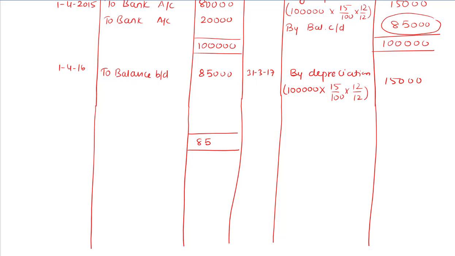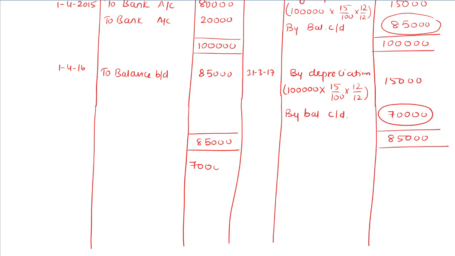Let us try to close this year. 85,000 minus 15,000 is 70,000, by balance carried down. This 70,000 will become the opening balance the next year, that is 1/4/2017, to balance brought down 70,000. Now this year we have sold this machinery.